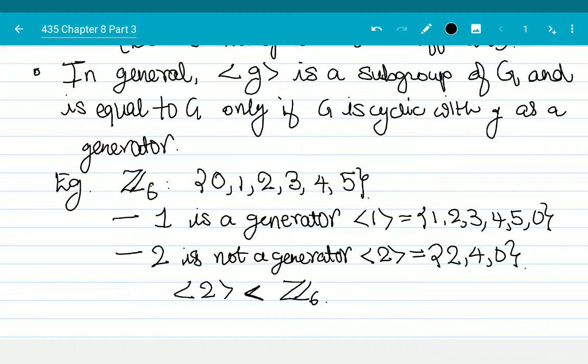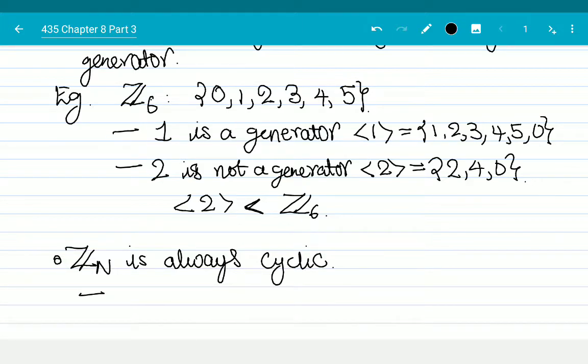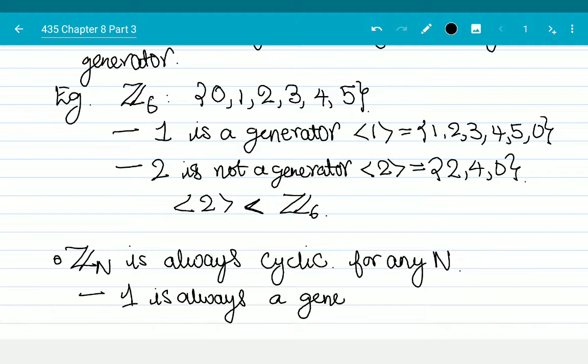Note that Zn is always cyclic, for any n. One is always a generator. Okay.